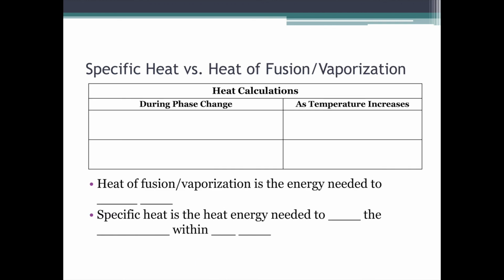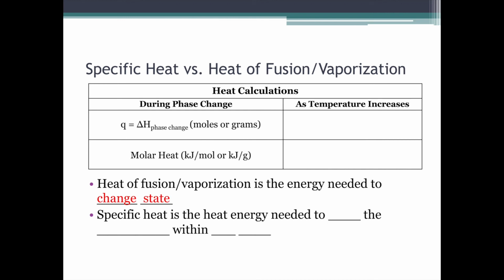Okay, so far in this unit, we've talked about specific heat and then molar heat, or heat of fusion / heat of vaporization. So we now have 2 different types of heat calculations. During a phase change, we're dealing with molar heat. Q is equal to the molar heat in either kilojoules per mole or kilojoules per gram times moles or grams depending on what units we have. The heat of fusion or vaporization is the energy needed to change state, to undergo a phase change.